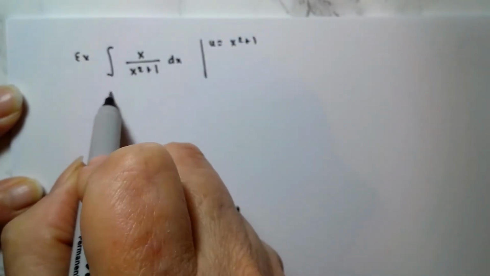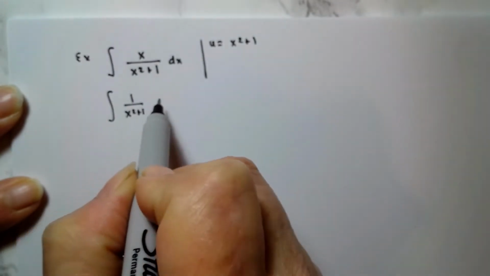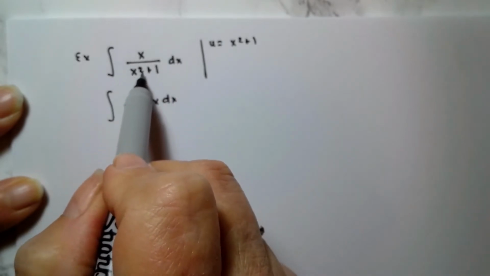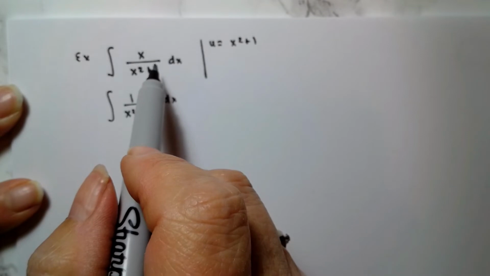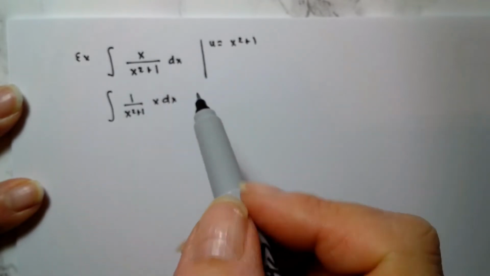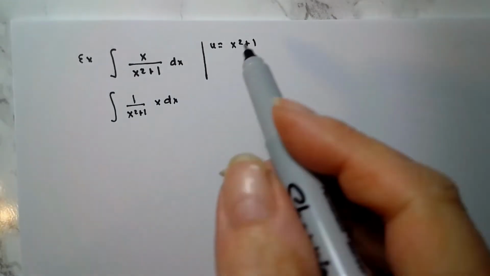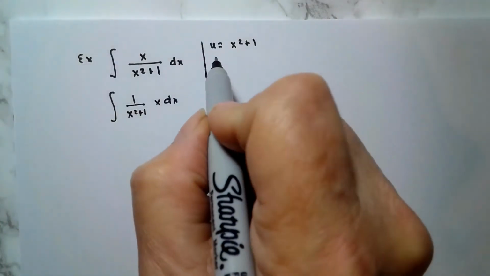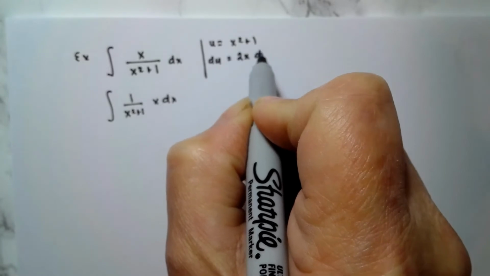And again, you can rewrite this if you want to as 1 over x squared plus 1 times x dx, right? This is 1 over this thing, and this times x would be x over x squared plus 1. So anyway, if you break it apart that way, sometimes it helps you see the du and all of that. So anyway, the derivative of this thing is 2x dx.